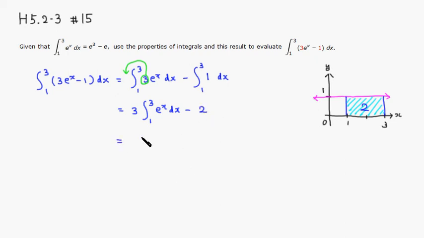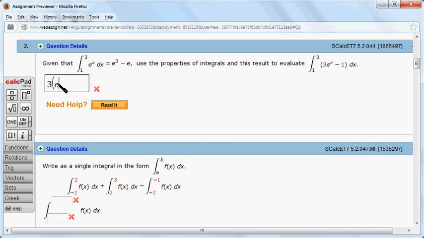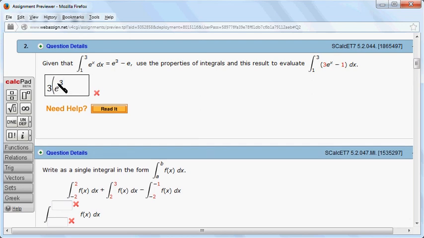Then we have 3 times, and this one is given right here, so it's e cubed minus e. Then you have minus 2. That's the value of the definite integral. So let's type it in. The answer was 3 times e cubed minus e, minus 2.